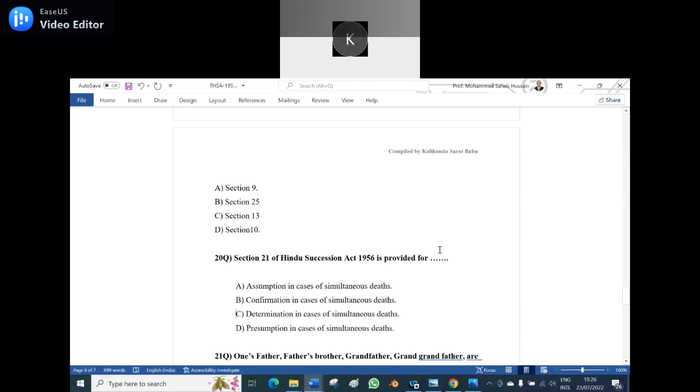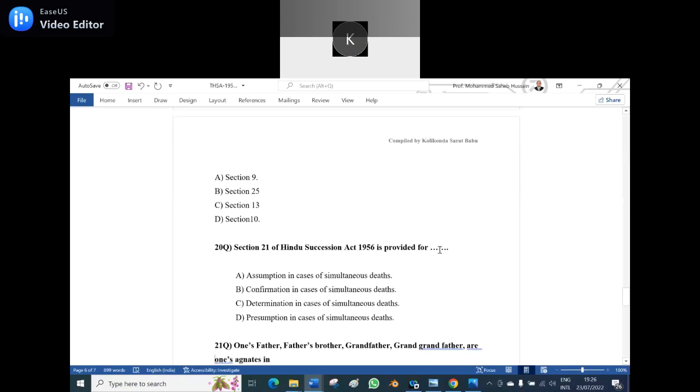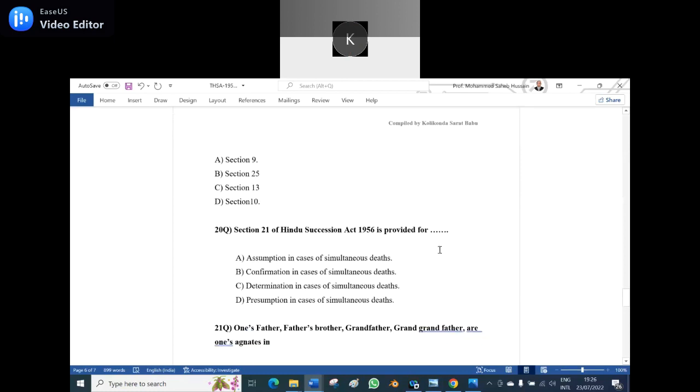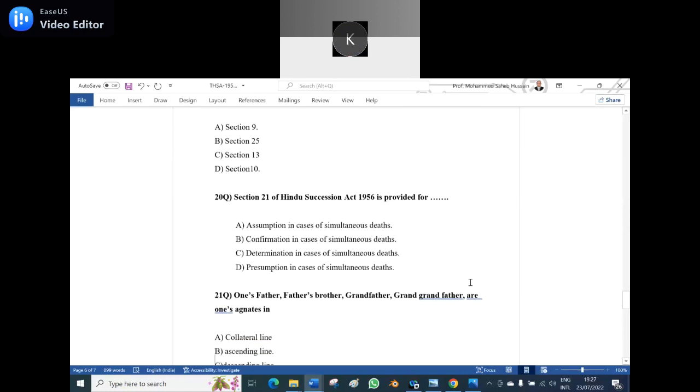Section 21 of the Hindu Succession Act 1956 provides for A, assumption in cases of simultaneous deaths, B, confirmation in cases of simultaneous deaths, C, determination in cases of simultaneous deaths, D, presumption in cases of simultaneous deaths. Option D is the correct answer. It is a presumption in cases of simultaneous deaths. Now, 21st question.